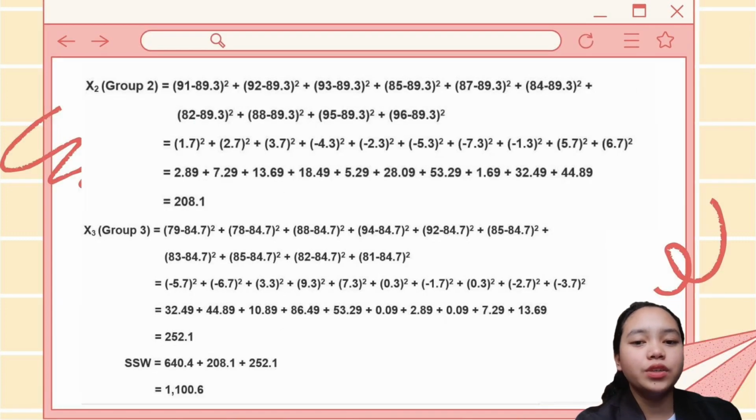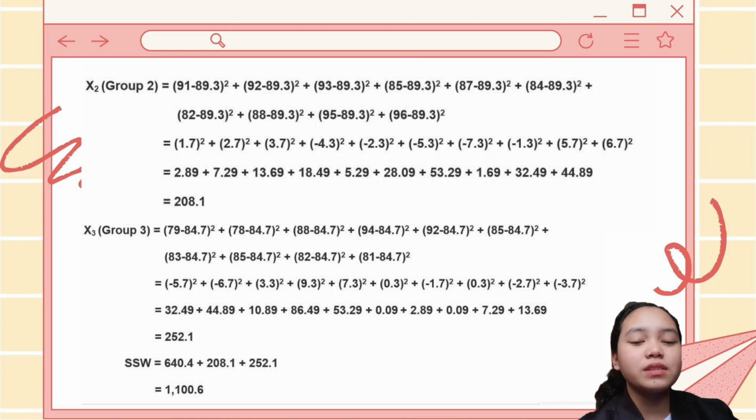We will move on to group 2, equals to 91 minus 89.3 squared plus 92 minus 89.3 squared plus 93 minus 89.3 squared plus 85 minus 89.3 squared plus 87 minus 89.3 squared plus 84 minus 89.3 squared plus 82 minus 89.3 squared plus 88 minus 89.3 squared plus 95 minus 89.3 squared, 96 minus 89.3 squared. Now we will subtract the following, which is inside the parentheses.